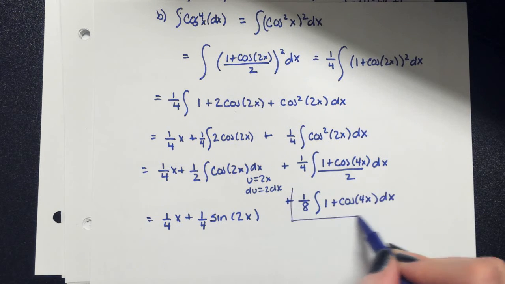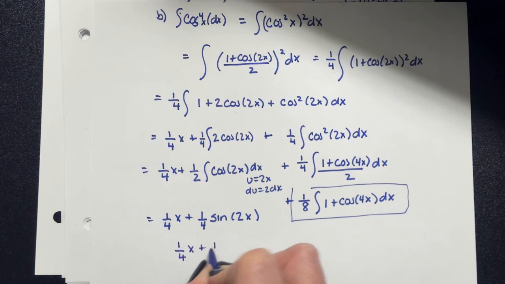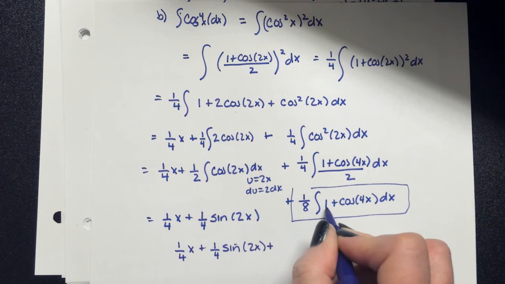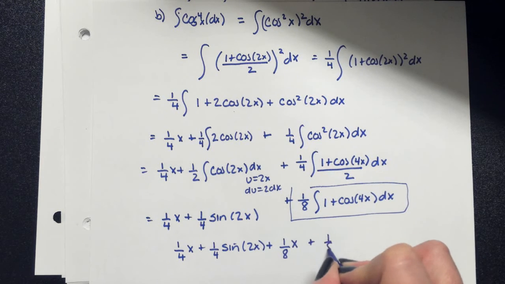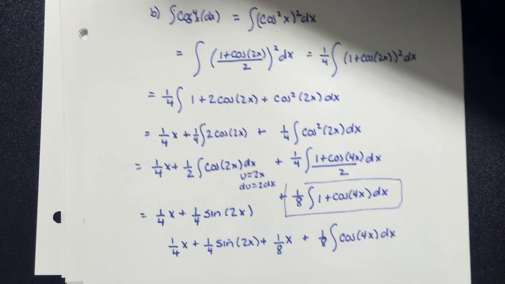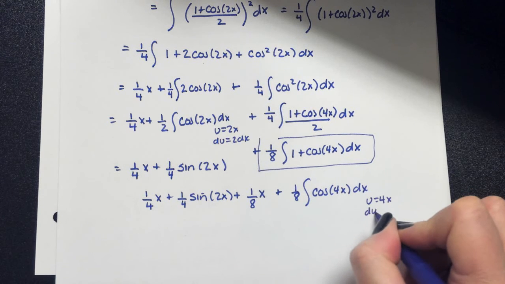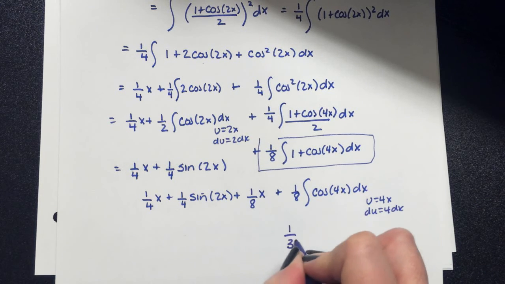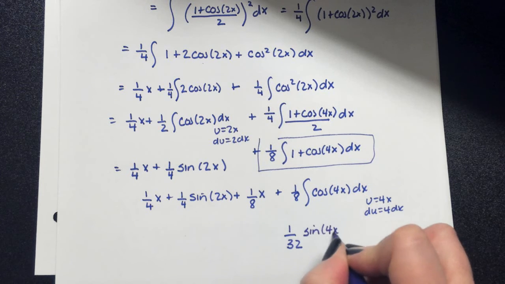So now when I start the integration of this part right here, remember I still have that 1/4 x plus 1/4 sine of 2x. Plus, when I integrate 1, that's just going to give me an x, so that's 1/8 x. Plus, now I have to integrate 1/8 times my integral of cosine of 4x dx. Again, I'm going to have to do a u sub, so u is equal to 4x. My du is equal to 4 dx. I'm dividing by 4, so that's going to give me 1 over 32. And again, I know when I integrate cosine, that's going to give me a sine of 4x plus c.